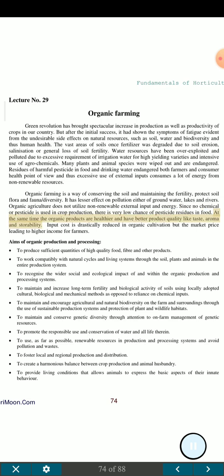At the same time, organic products are healthier and have better product quality, like taste, aroma and storability. Input cost is drastically reduced in organic cultivation, while the market price is higher, leading to higher income for farmers.